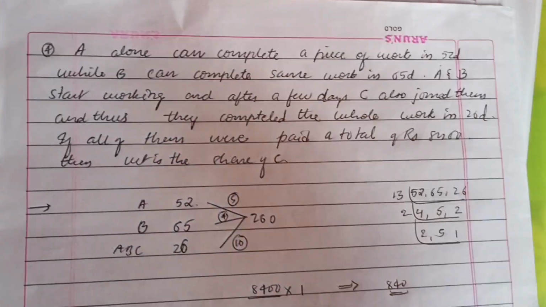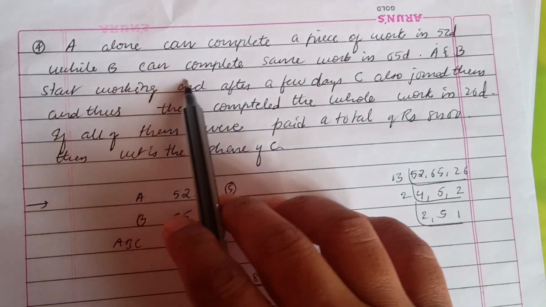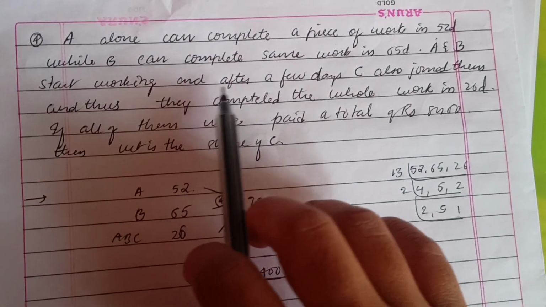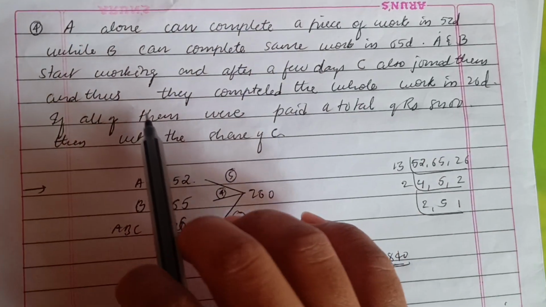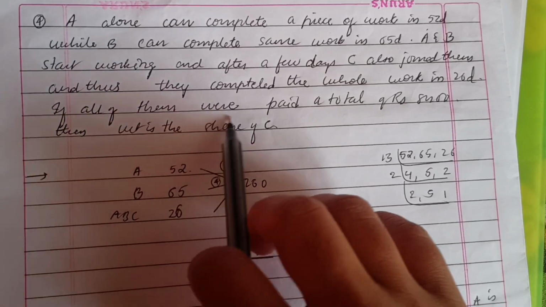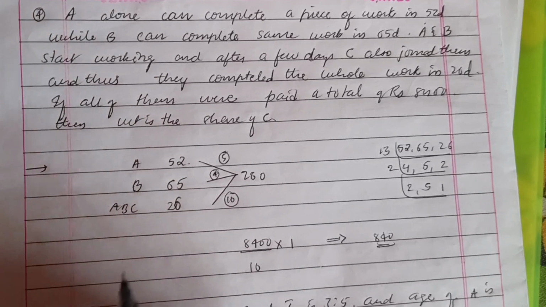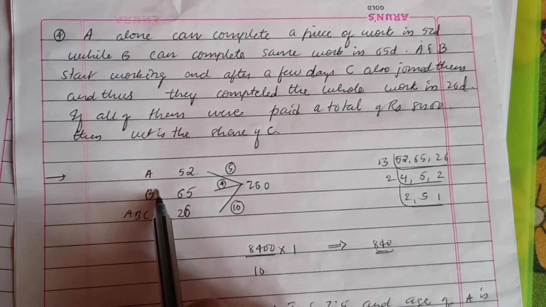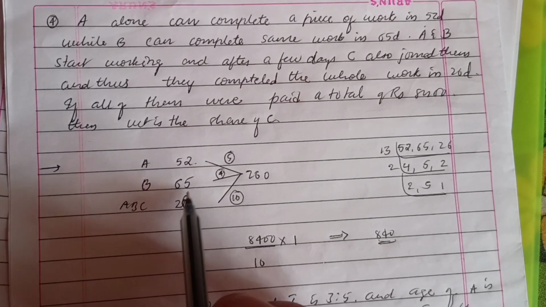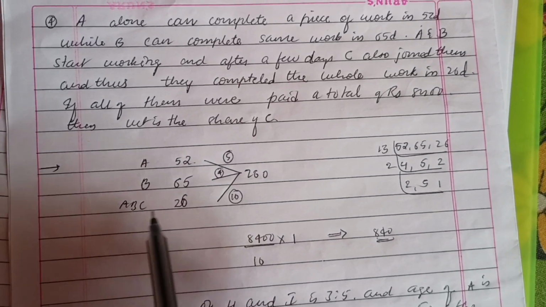So next question. A alone can complete a piece of work in 52 days, while B can complete the same work in 65 days. A and B together start working, and after a few days C also joined them, and thus they completed the whole work in 26 days. If all of them were paid a total of rupees 8,400, then what is the share of C? Here we know that A can complete the entire work in 52 days and B can complete the entire work in 65 days. If C joins A and B, all of them complete the work in 26 days.